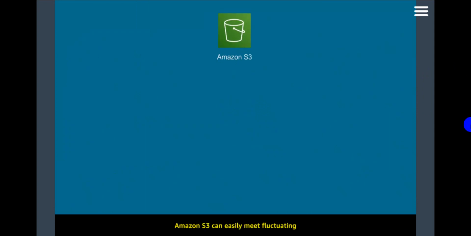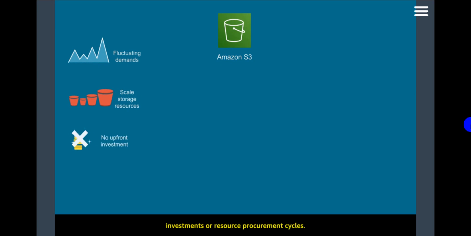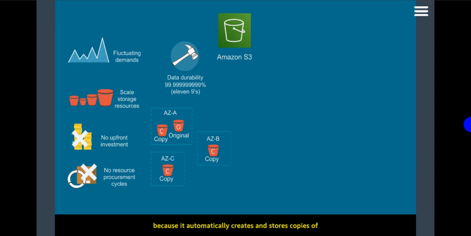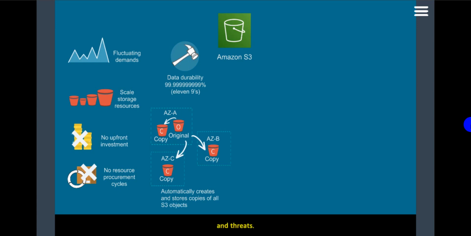Amazon S3 can easily meet fluctuating demands by automatically scaling your storage resources up and down without upfront investments or resource procurement cycles. Amazon S3 is designed for 11 nines of data durability. Because it automatically creates and stores copies of all S3 objects across multiple availability zones, your data is available when needed and protected against failures, errors, and threats.